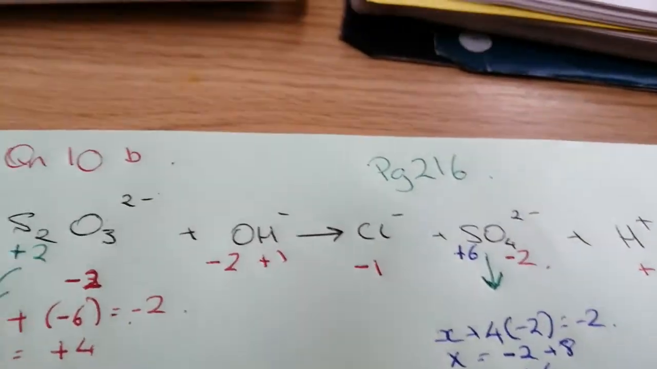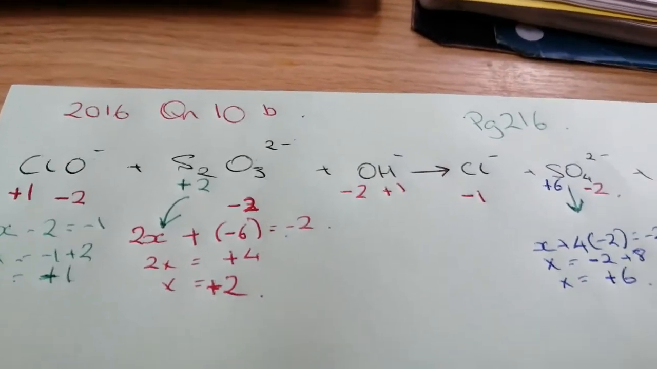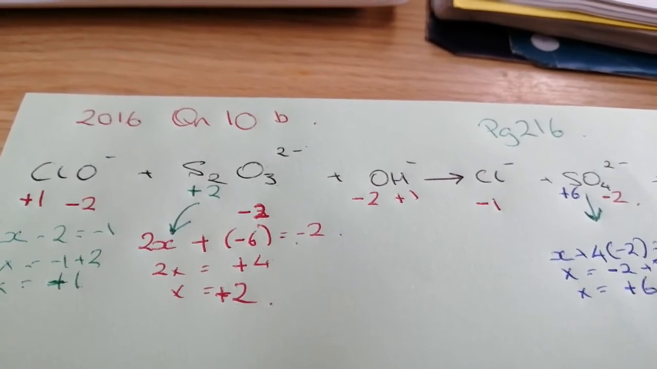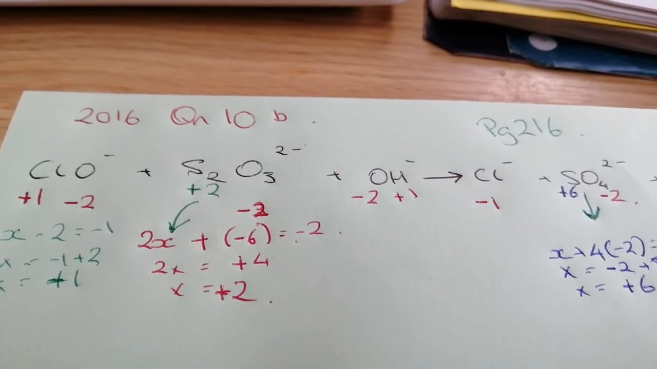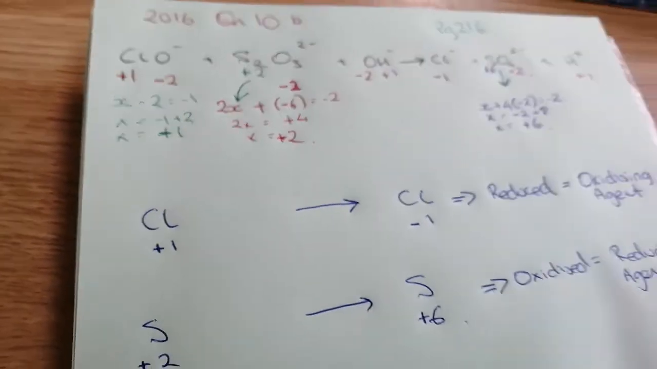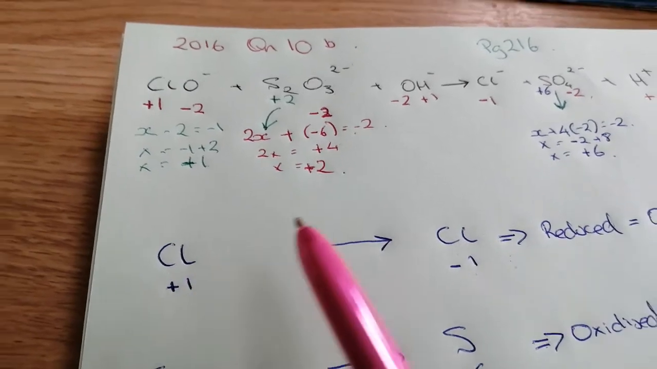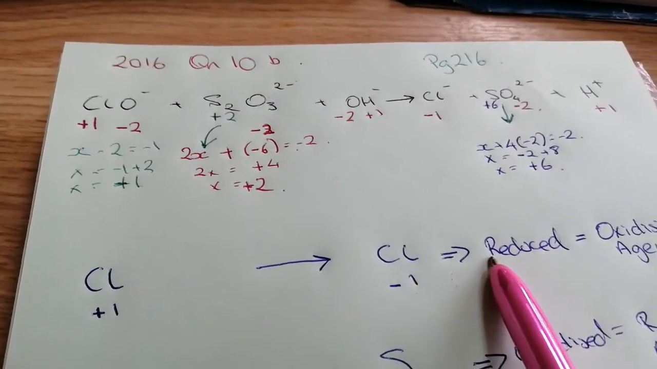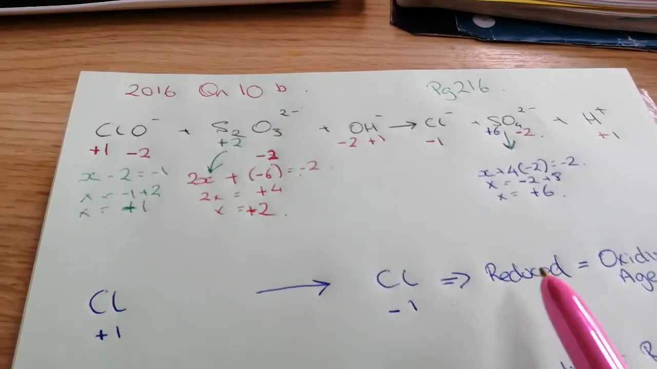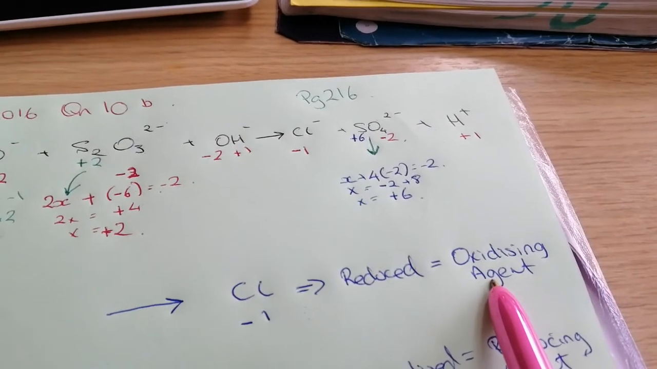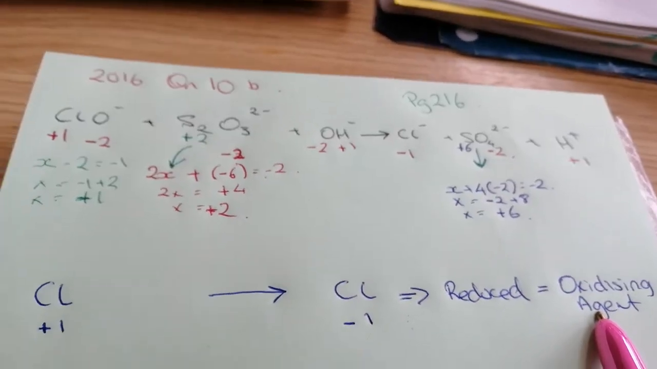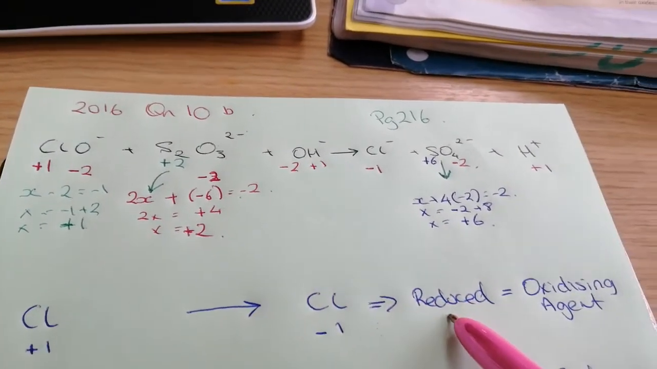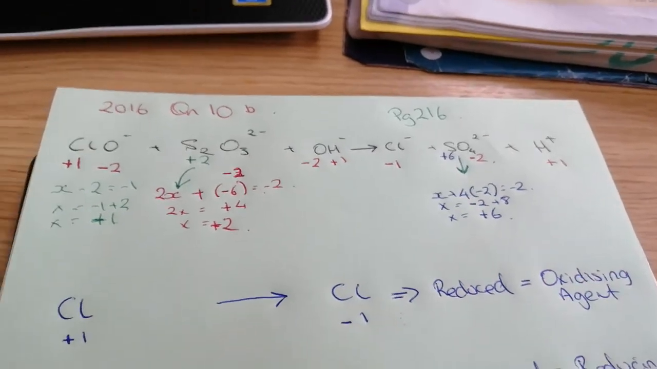Now all we have to do, guys, is identify which 2 species have changed their oxidation number. So in this particular situation, it's chlorine and it is sulfur. As we can see, chlorine has gone from +1 to -1. That means chlorine has been reduced. It has gained electrons, the oxidation number has gotten smaller. If something is reduced, that means it is the oxidizing agent. So chlorine went from +1 to -1. That means it had to have been reduced, which makes it the oxidizing agent.